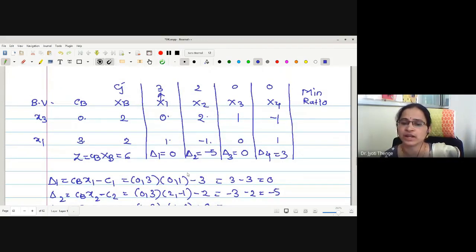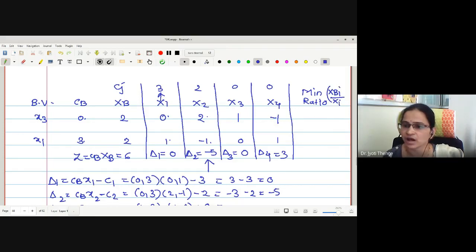Check the values of your net evaluation. Whether all the net evaluations are non-negative? No. One net evaluation is negative still. Therefore, this variable is going to enter the basis. Right? If this variable is going to enter the basis, what should be the minimum ratio of xb upon x2? Na?